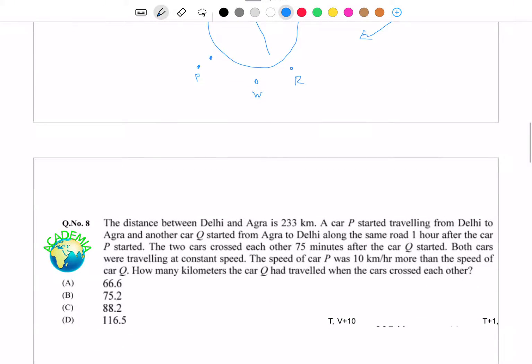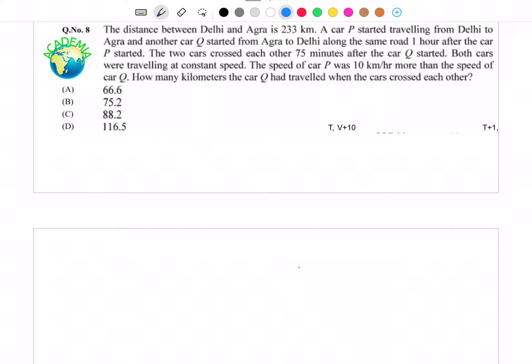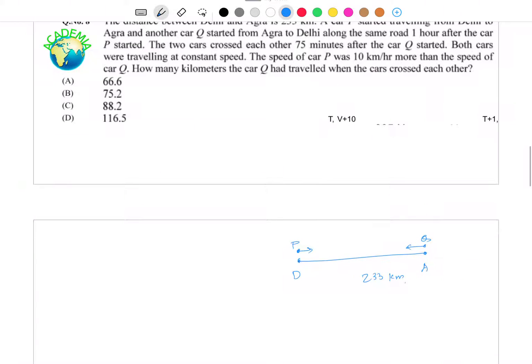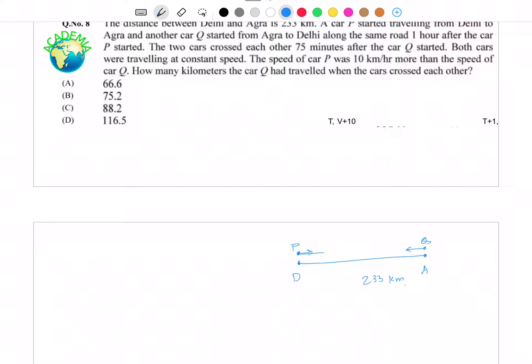Moving on to the next question. Here it is said that, suppose D is Delhi and A is Agra, and they are 233 kilometers apart. A car P starts from Delhi to Agra, and another car Q starts from Agra to Delhi along the same road 1 hour after car P started. So P will travel for 1 hour and then Q will start.